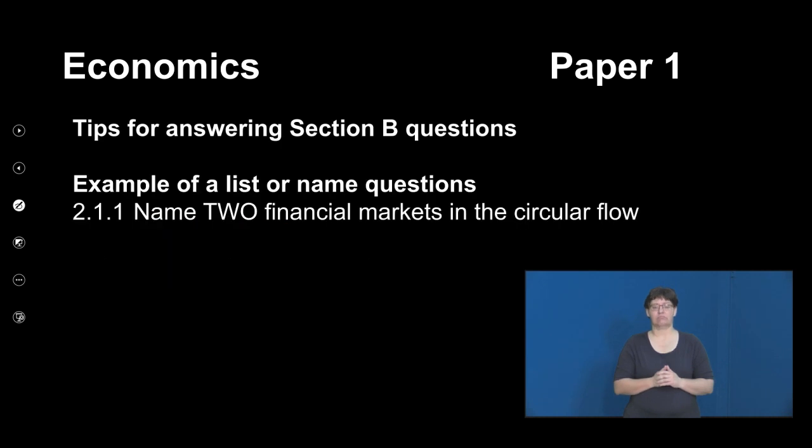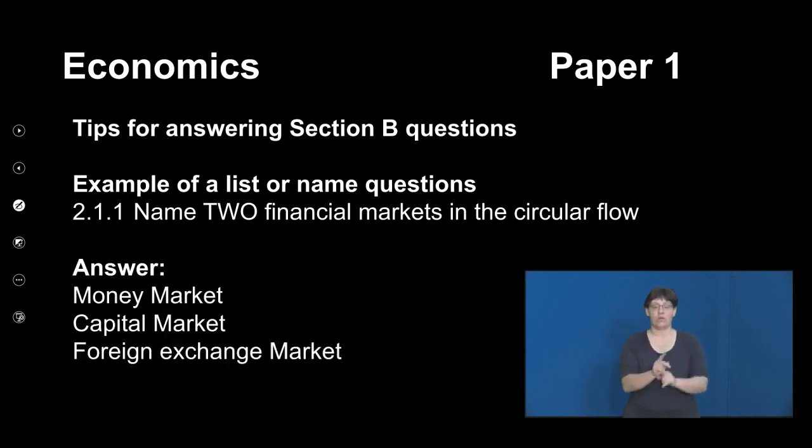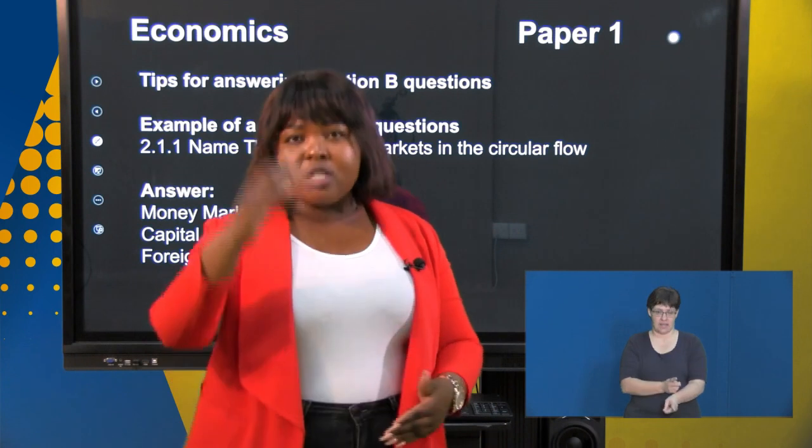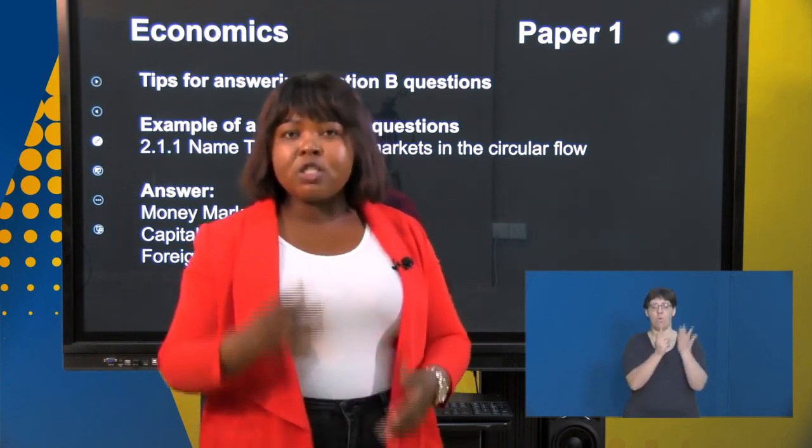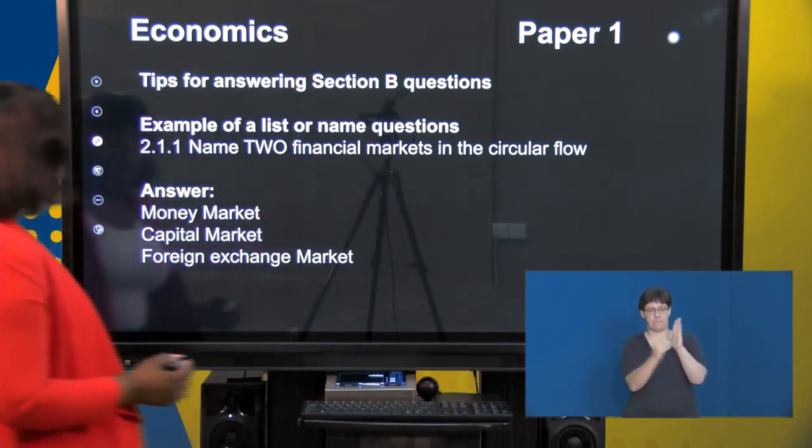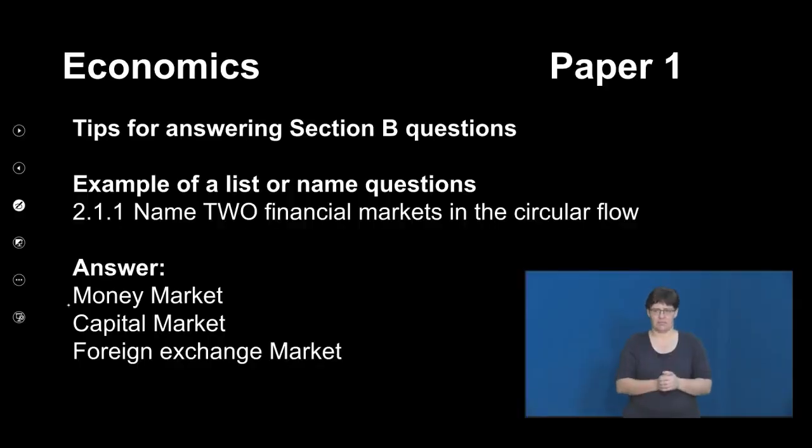For example, if you are asked to name 2 financial markets in the circular flow, what you need to do is to get straight to the answer, because you are simply asked to name. Your answer would look something like that. Number 1, money market. Number 2, capital market. And then number 3, we have got our foreign exchange market. You can just put a bullet next to your answer to indicate that is the start of an answer. You don't have to explain in this type of a question.